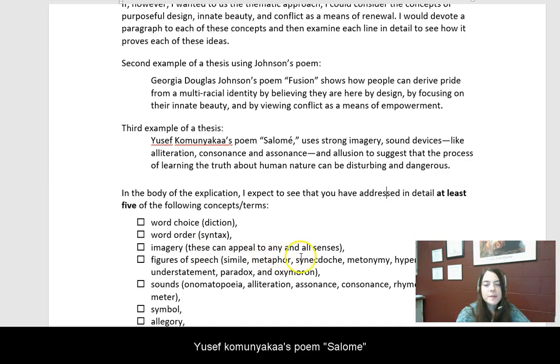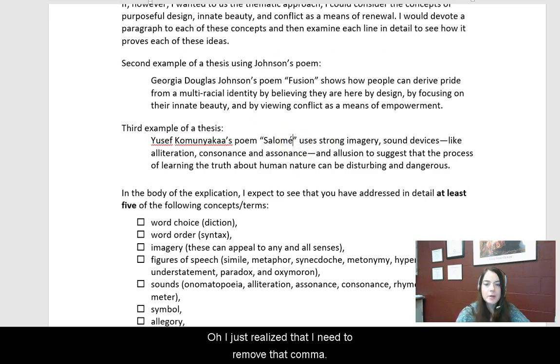Yusef Kamanyaka's poem Salome uses strong imagery. Oh, I just realized I need to remove that comma. Okay, so let me take that out. Let me start over. Yusef Kamanyaka's poem Salome uses strong imagery, sound devices like alliteration, consonants, and assonance, and allusion to suggest that the process of learning the truth about human nature can be disturbing and dangerous.